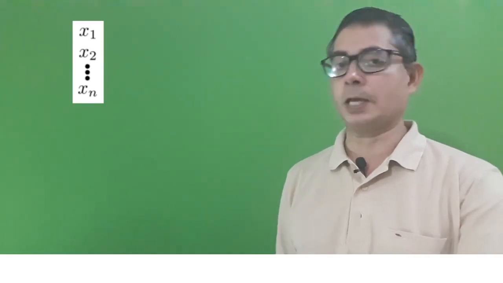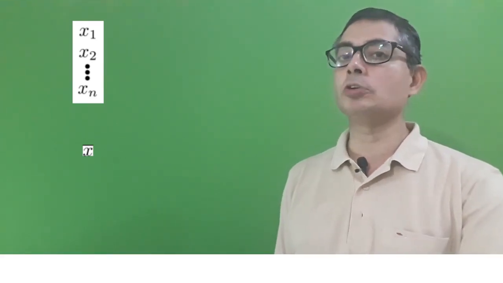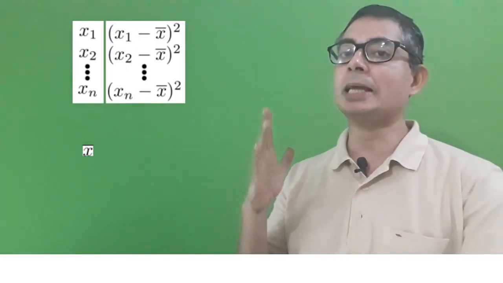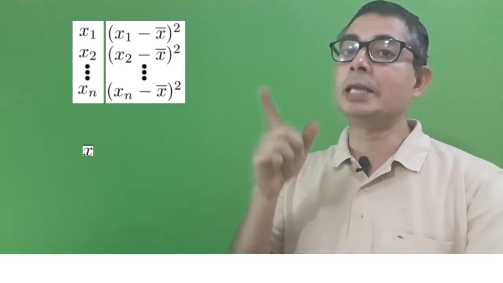The formula that we use to define variance is not that easy to use by hand. It requires a sort of two-stage computation. Starting from the raw data, x1 to xn, you have to first compute the mean, and then you have to compute all the xi minus x bar whole squares, and then finally compute their mean.